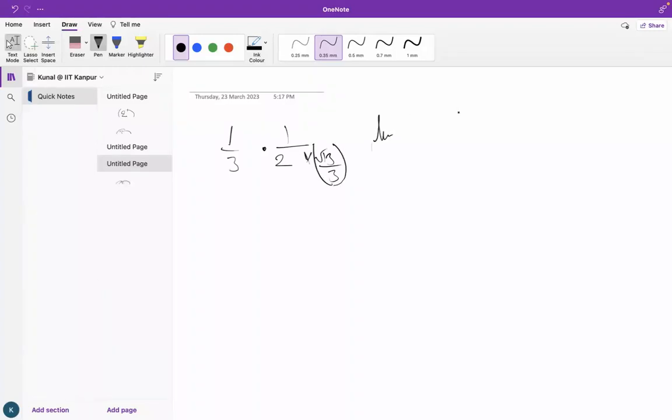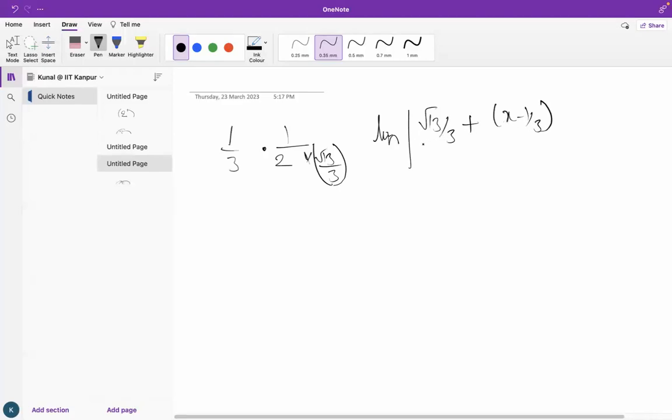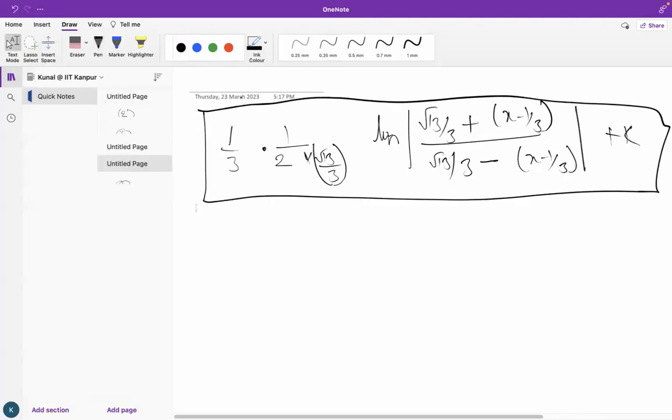So our 2a value will be root 13 by 3, 1 by a, log term, ln mod of a plus x, where our a is root 13 by 3 plus the x term, which is x minus 1 by 3, by a minus x, so it will be root 13 by 3 minus x minus 1 by 3. We have to take mod and plus the constant. So this is our integration. I hope you all understand this.